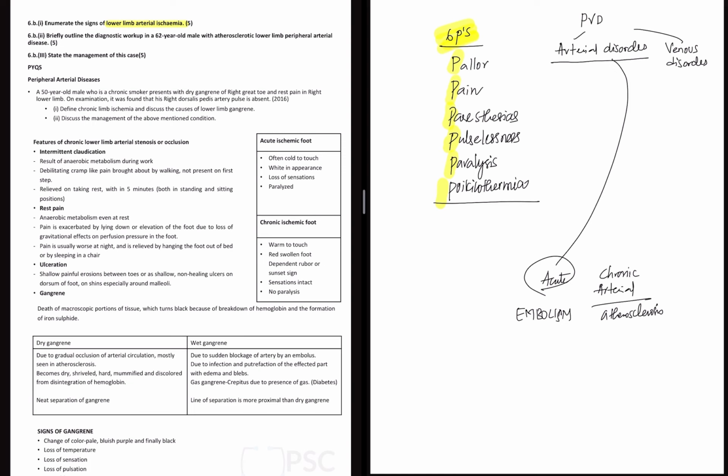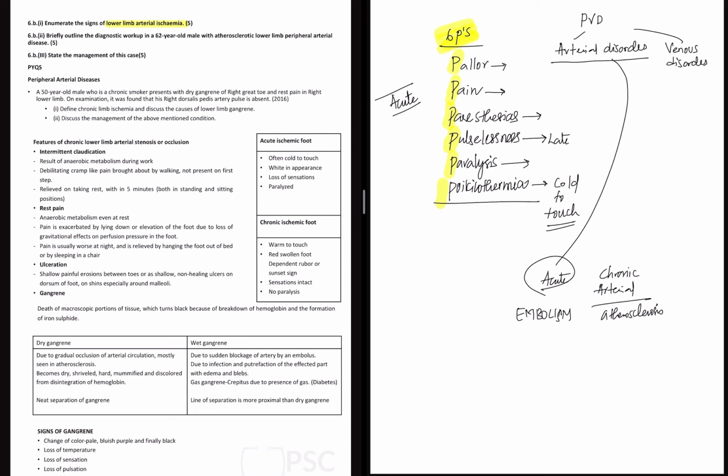Just note a point, I'm saying acute limb ischemia. Only in acute cases, sometimes, not every time, you will see one out of many of these features, that is the 6 P's. You will see pallor of the limb, pain, paresthesias, pulselessness, which is a very late sign, paralysis, and poikilothermia, that is cold to touch. So these are the 6 P's that they are asking you: enumerate the signs of lower limb arterial ischemia.